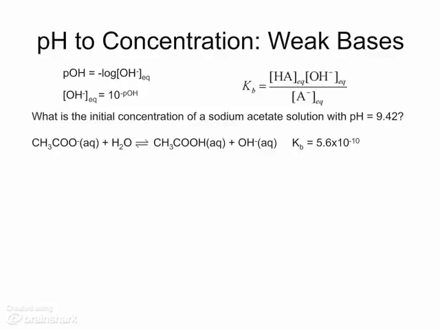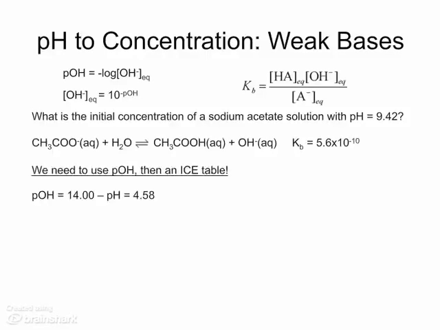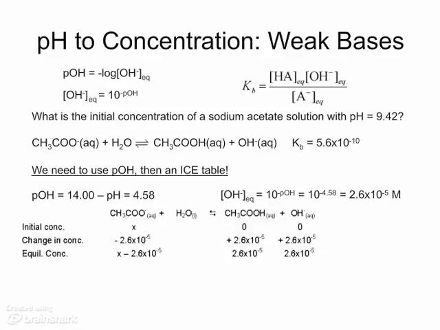The reaction is the same as it was in the previous problem. We need to first use pOH, then an ice table. So we know that the pOH of the system is 14 minus the pH. So 14 minus 9.42, and we get 4.58. Then we can use pOH to solve for the OH- concentration at equilibrium. So 10 to the minus 4.58 is 2.6 times 10 to the minus 5 molar.